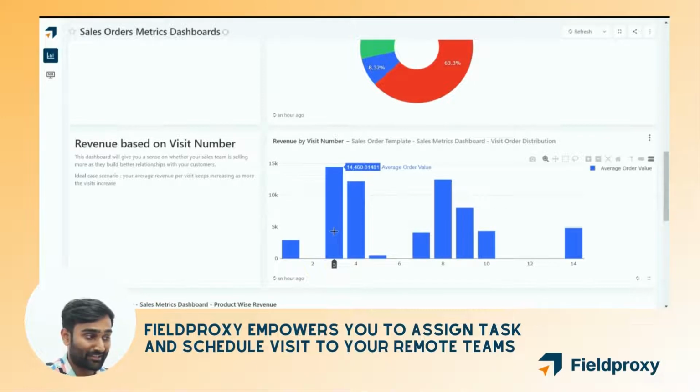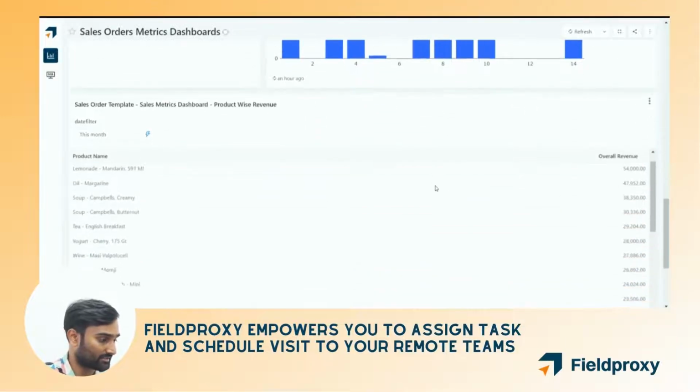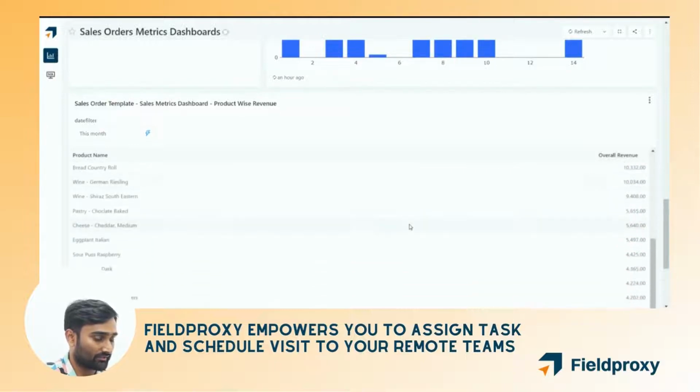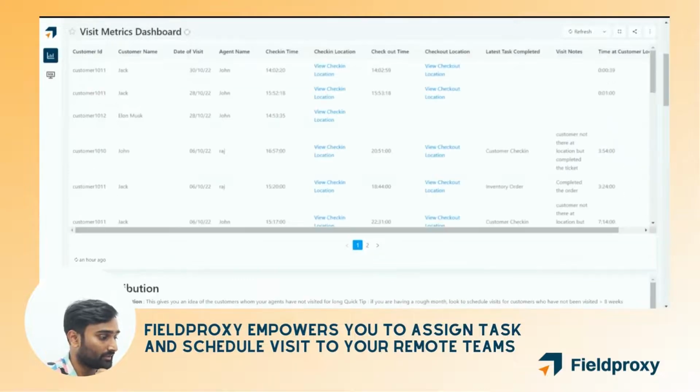And also, on average, how many visits and how much revenue is generated. Three seems to be a lucky number here, providing you the most revenue. And eight also seems to be second best, if an agent makes eight visits. And the ongoing inventory, and how much revenue it is generating product-wise, is also tracked here.